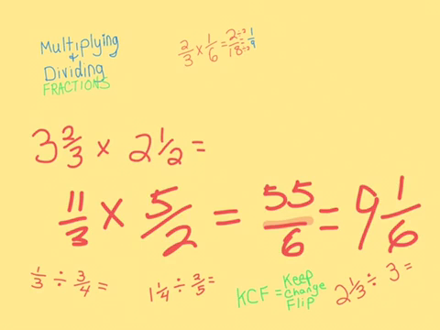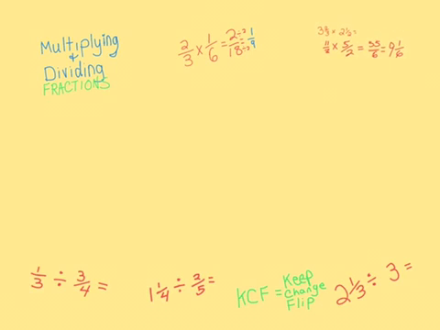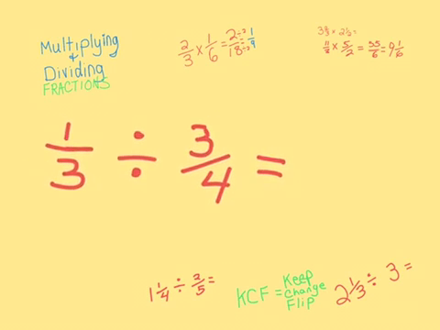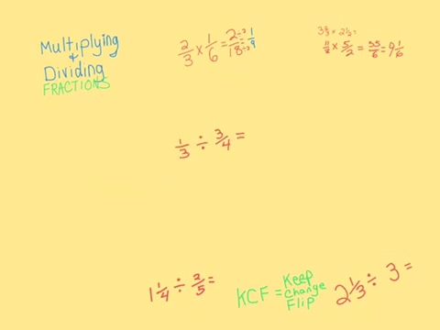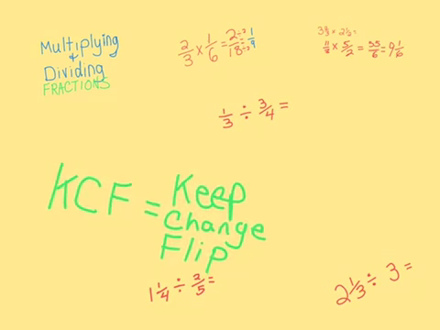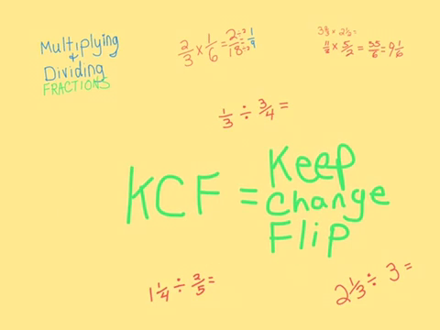All right, so let's move on to division. So dividing fractions. Let's work with this problem, 1/3 divided by 3/4. I guess first I should say, let's go over keep, change, flip. When you're dividing, you keep the first number as is, change division to multiplication, and then flip the last fraction. We will keep that in mind as we work on these problems.